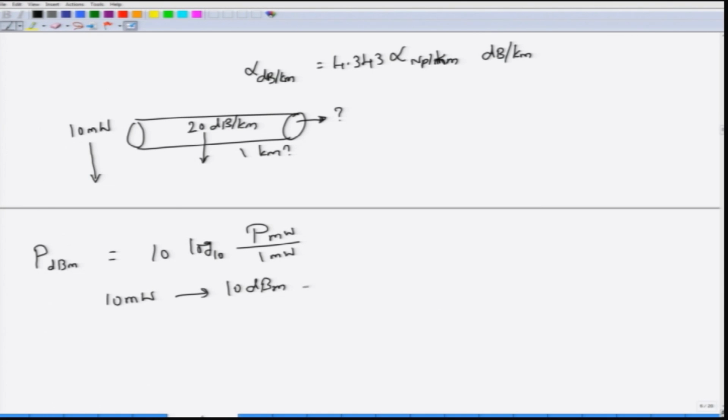Now, this power is launched, and to obtain the loss at this point, because you are working in the dB scales, all you have to do is subtract this alpha into L. When alpha is expressed in dB per kilometer, times the length of the propagation will give you the total loss. This loss will be in dB. So, this was at this level. This power was at compared to 10 milliwatt.